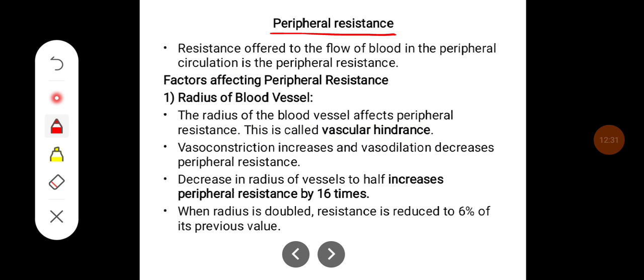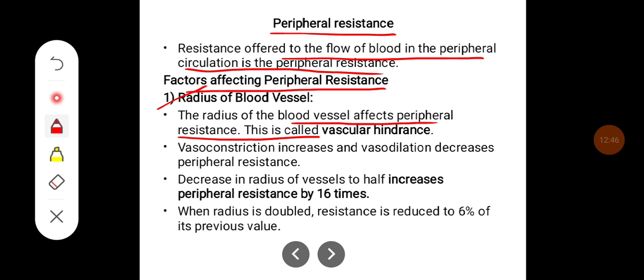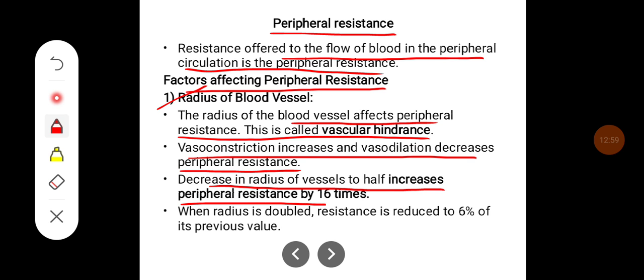Peripheral resistance. Resistance offered to the flow of blood in the peripheral circulation is peripheral resistance. Some of the factors affecting peripheral resistance: the radius of the blood vessel affects peripheral resistance. This is called as vascular hindrance. Vasoconstriction increases and vasodilatation decreases peripheral resistance. Decrease in radius of vessels to half increases peripheral resistance by 16 times. When radius is doubled, resistance is reduced to 6% of its previous value.